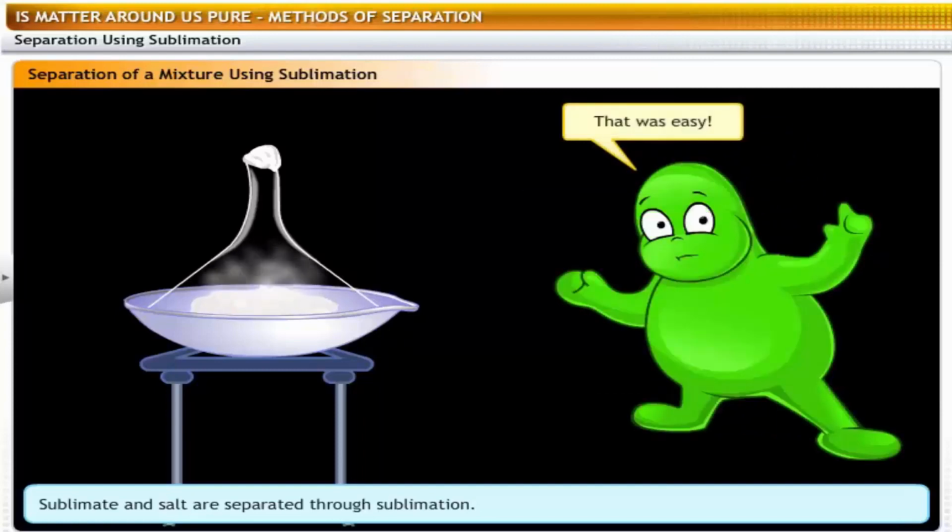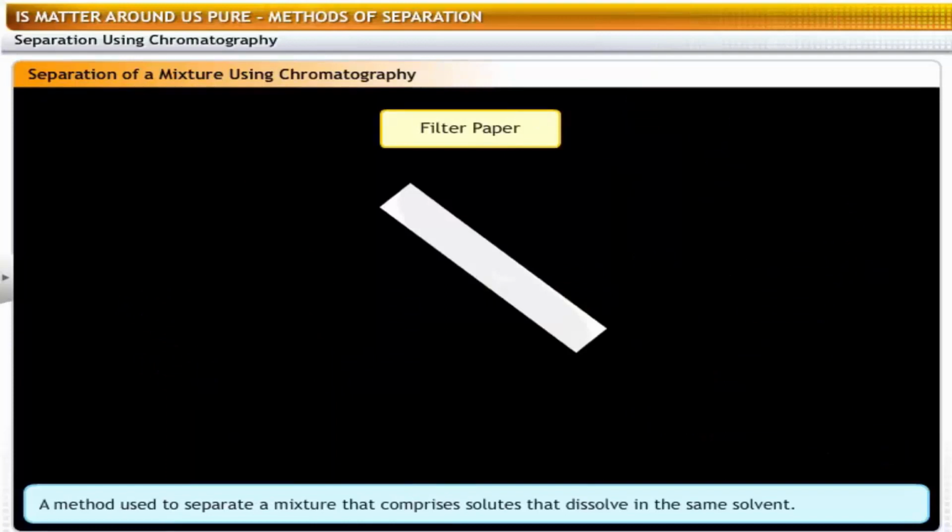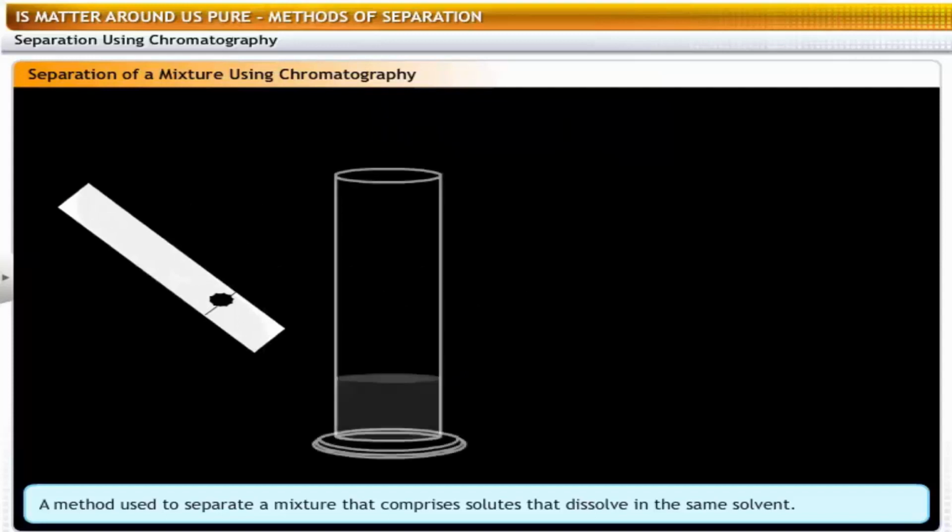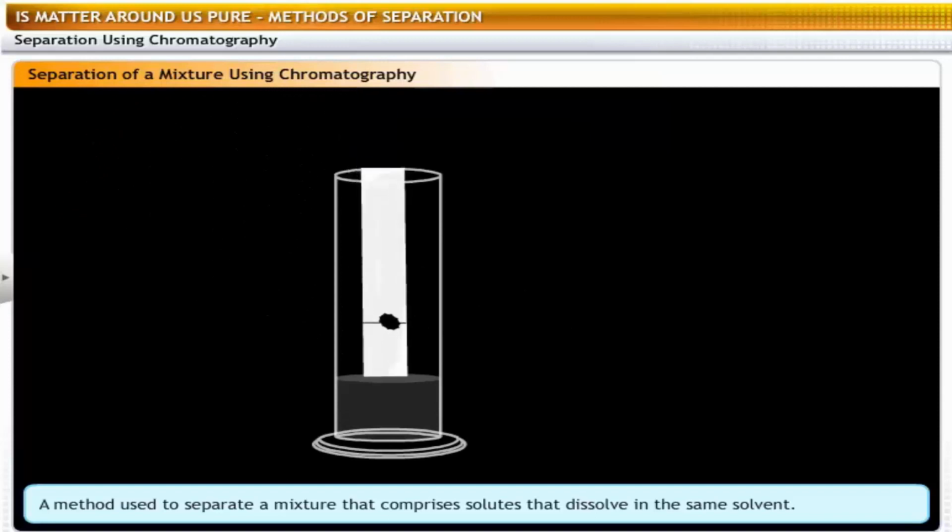That was easy. First, take a thin, long strip of filter paper. Use a pencil to draw a line on it, about 3 centimeters above the lower edge. Then, put a small drop of black ink on the filter paper in the center of the line, and allow it to dry. Finally, lower the filter paper into a jar containing water, so that the drop of ink on the paper is just above the water level.